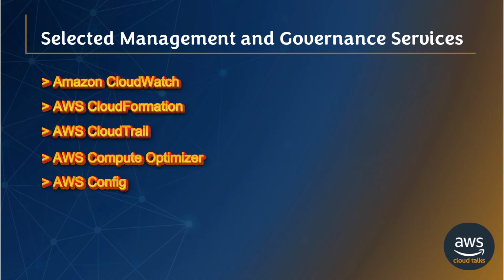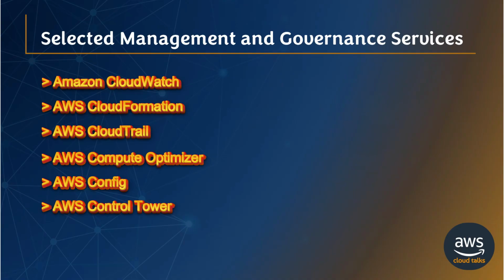AWS Config. AWS Config is a fully managed service that provides you with an AWS resource inventory, configuration history, and configuration change notifications to enable security and governance. The AWS Config Rules feature enables you to create rules that automatically check the configuration of AWS resources recorded by AWS Config.